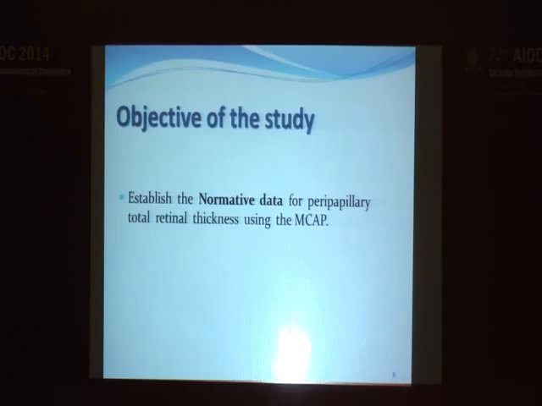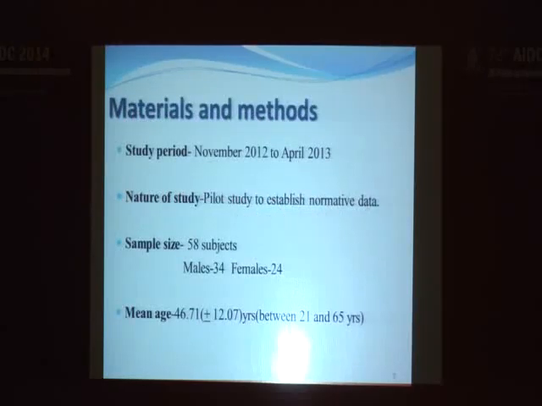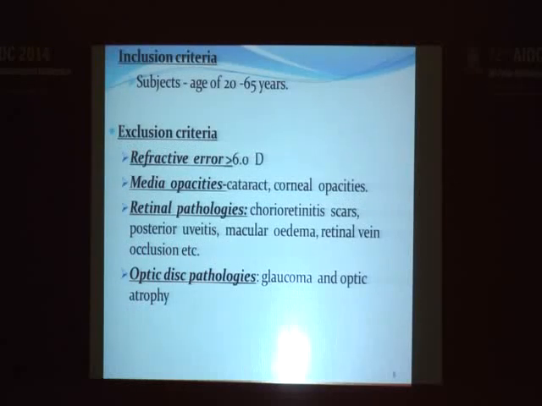The objective of the study was to establish normative data of the peripapillary total retinal thickness using the macular cube acquisition protocol. It is a study of 6 months, from November 2012 to April 2013, with 58 subjects, 34 males and 24 females, with an average age of 46 years. The inclusion criterion was subjects above 20 years. Exclusion criteria were refractive error more than 6 diopters, which alters the OCT values, media opacities like cataract or corneal opacities, and retinal nerve fiber pathologies, which would alter the retinal thickness.